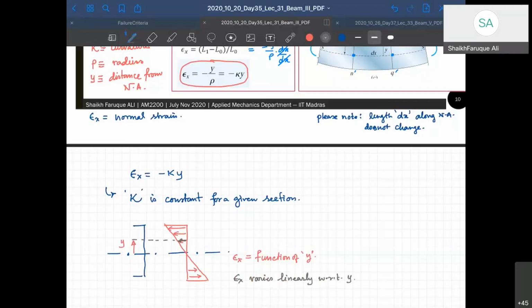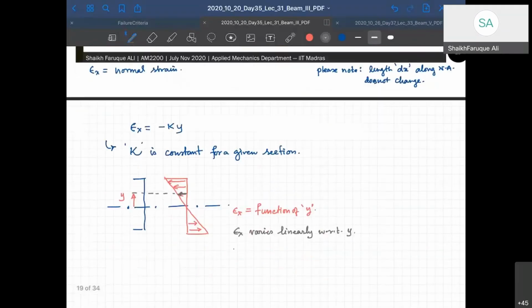Y is what? Y is the distance from the neutral axis. So where is y 0? Y is 0 at the neutral axis, and therefore epsilon x is 0 at the neutral axis. So this is your neutral axis. All right. And this is a result of our assumption that normals to the neutral axis remain normal before and after bending.